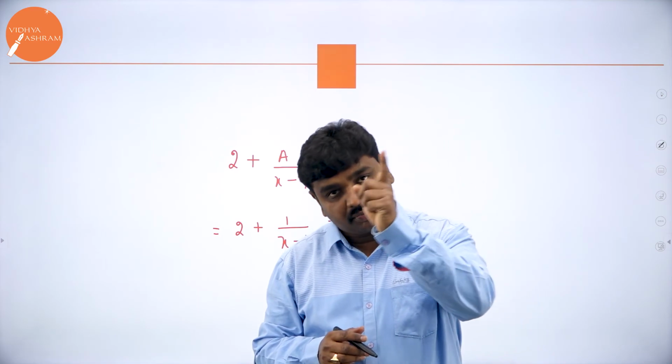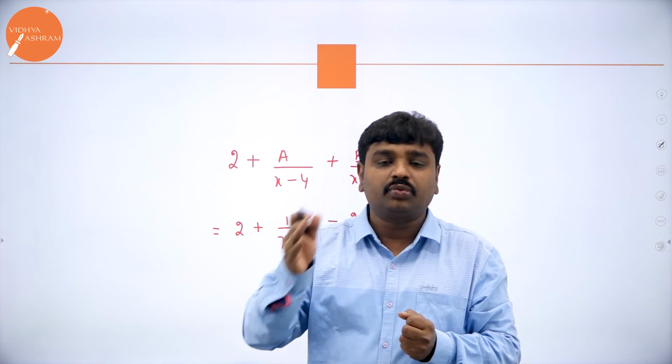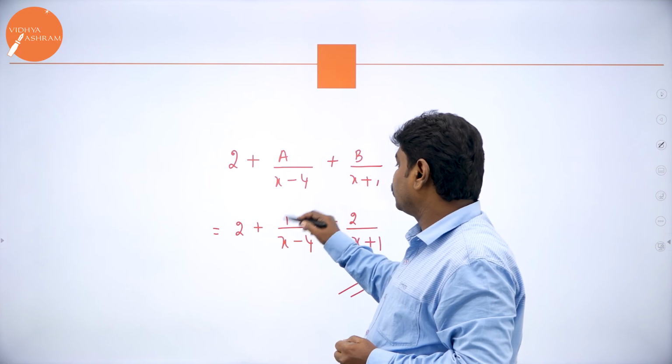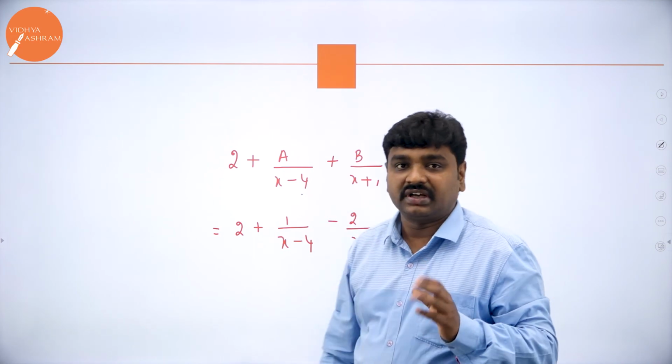First convert improper to proper. In that you pick that proper fraction and resolve it into partial fraction, then write the final answer. This was the quotient, this was the part where we got partial fraction. So this is the final answer.